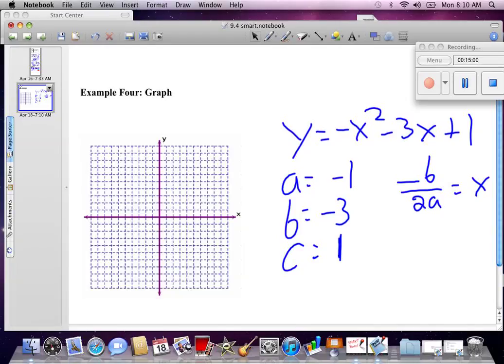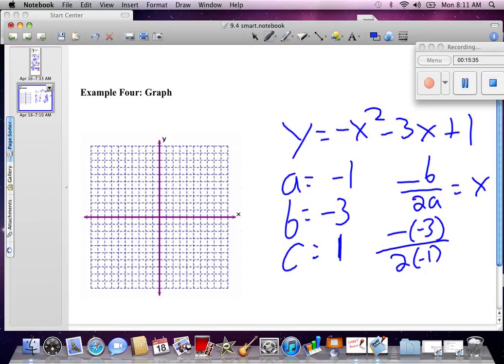Label A, B, C. Step 2, plug in to negative B over 2A equals X. So we're going to plug these in. We get minus a negative 3 over 2 times negative 1. And Christina, what do we get? What's negative 3 times a negative?